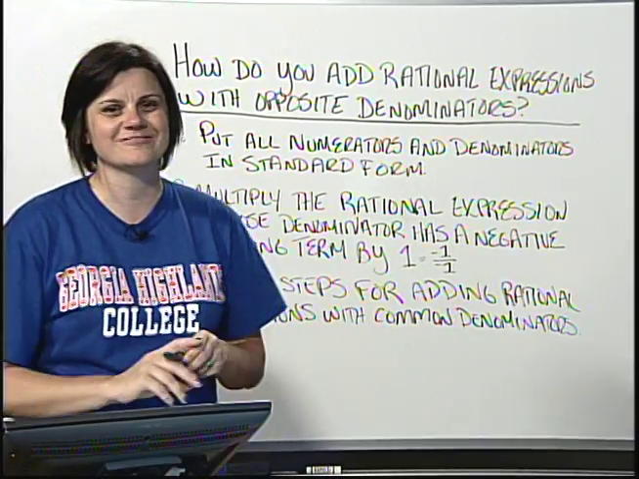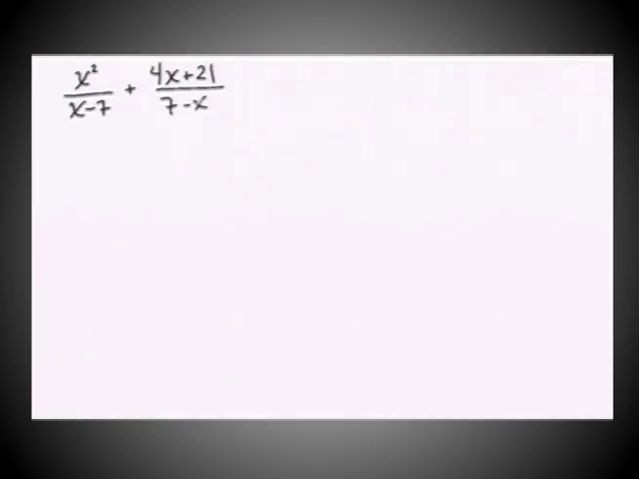All right, so we have x squared over x minus 7 plus 4x plus 21 over 7 minus x. And the first thing that I would like to call to your attention is that 7 minus x is not in standard form there. So you might not even recognize, since it's not in standard form, that these are actually opposite polynomials, meaning same terms, just all the signs are opposite from each other. But let's go ahead and get everything in standard form.